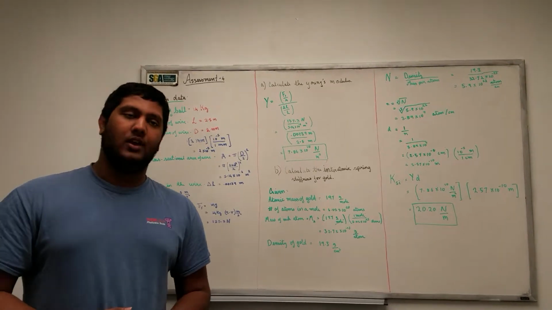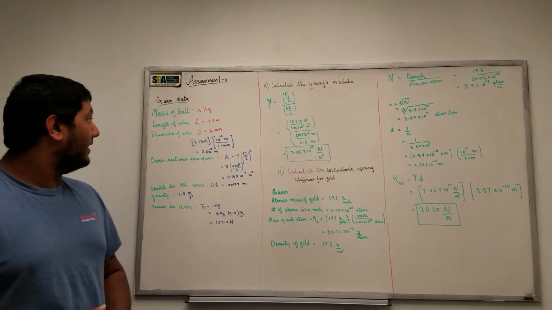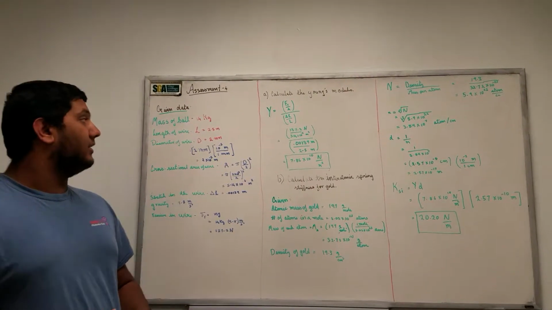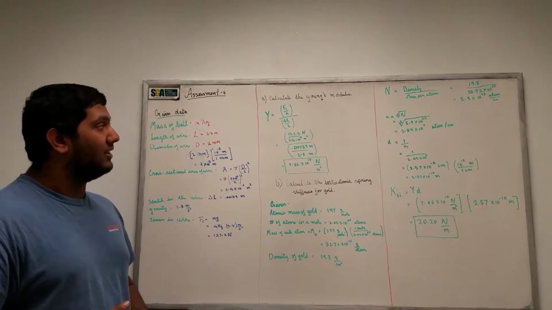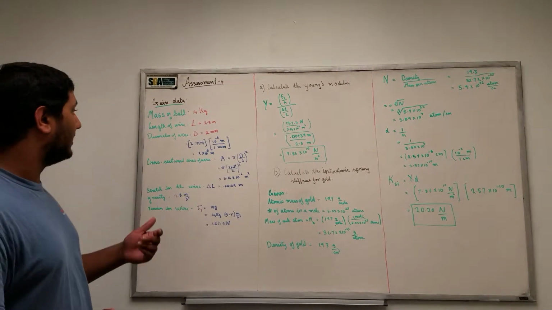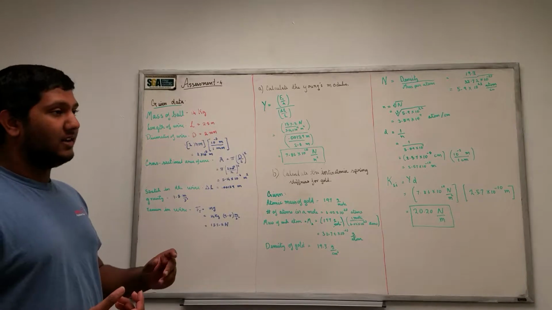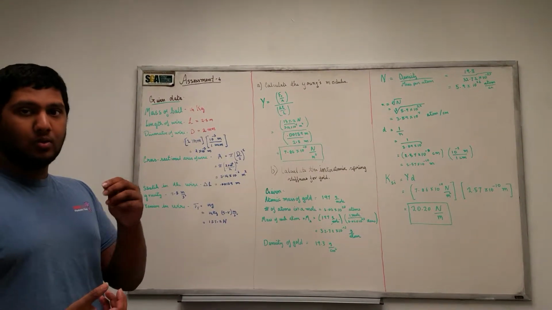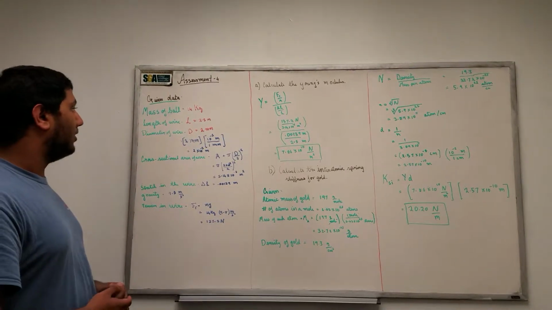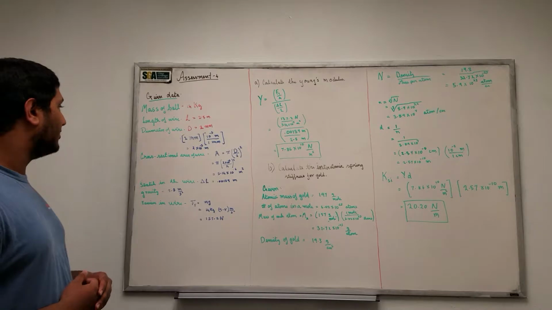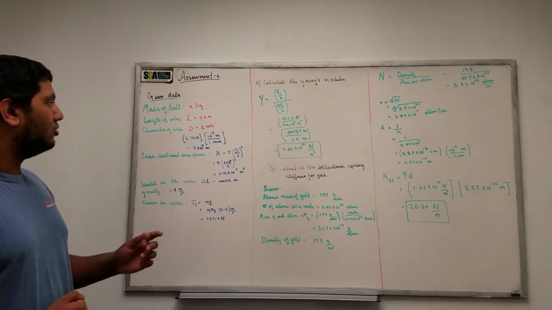Hello sir, I'm doing assessment 4 and I'm solving problem 38 from chapter 4, and the problem asks us to calculate the Young's modulus of the wire. To solve that, here is the given data. A ball is hanging on a gold wire, where the mass of the ball is 14 kilograms, the length of the wire is 2.5 meters, and the diameter of the wire is 2 millimeters.